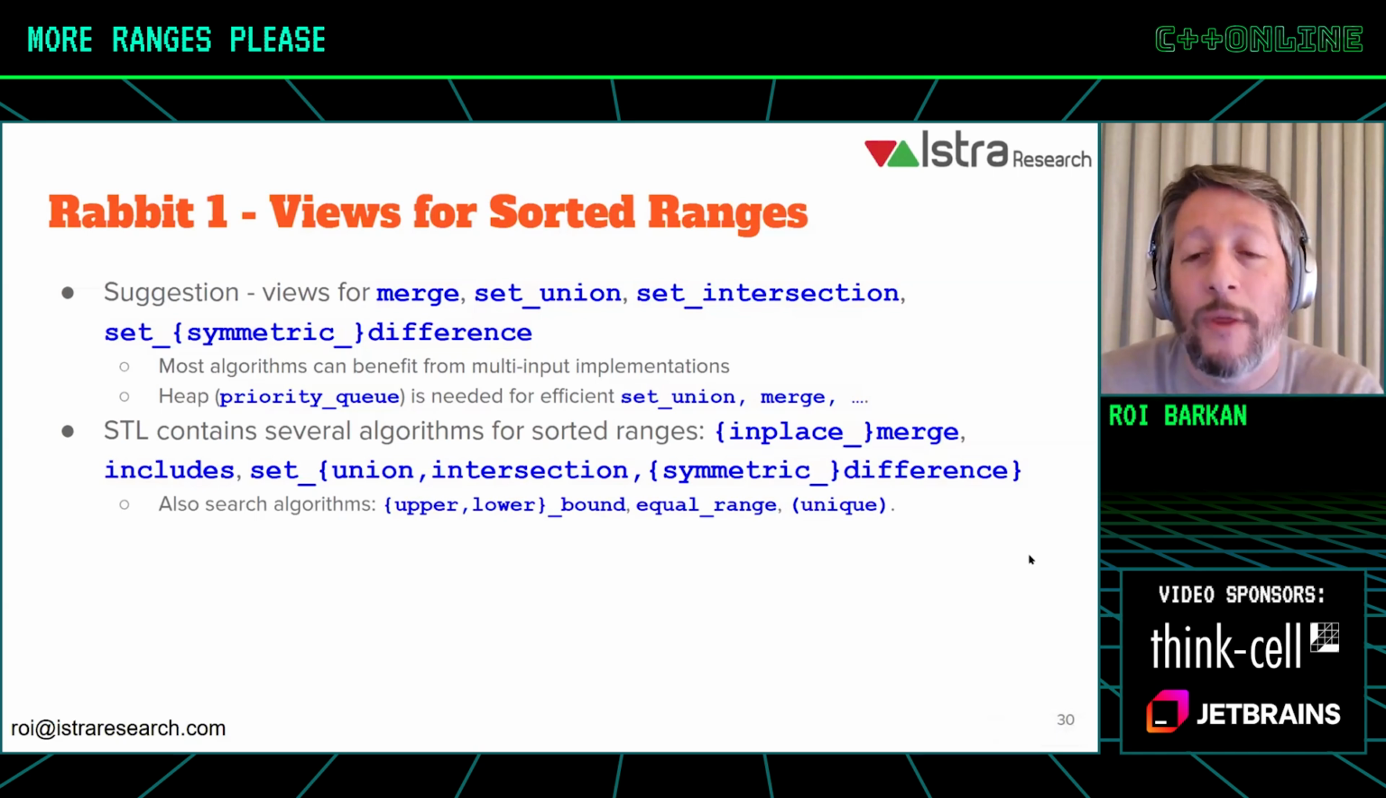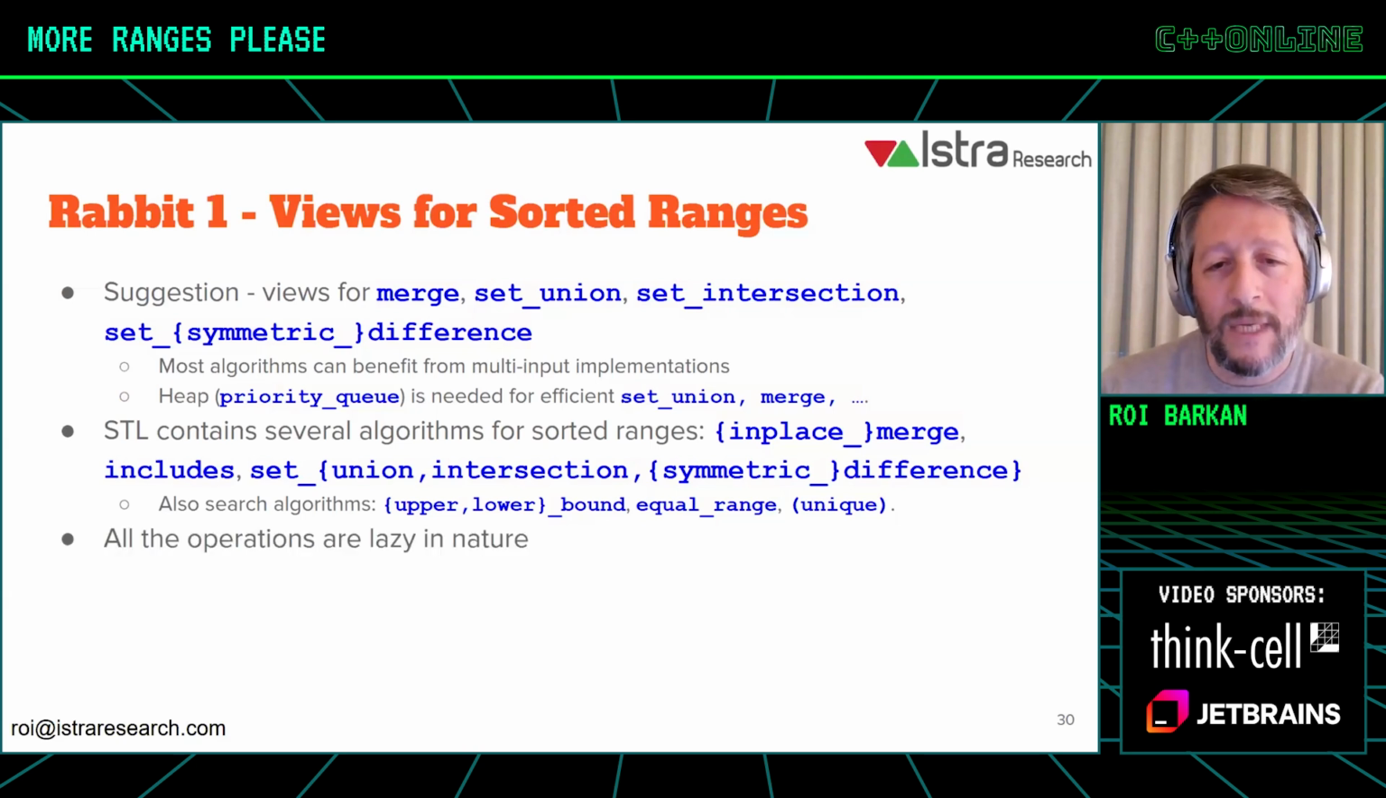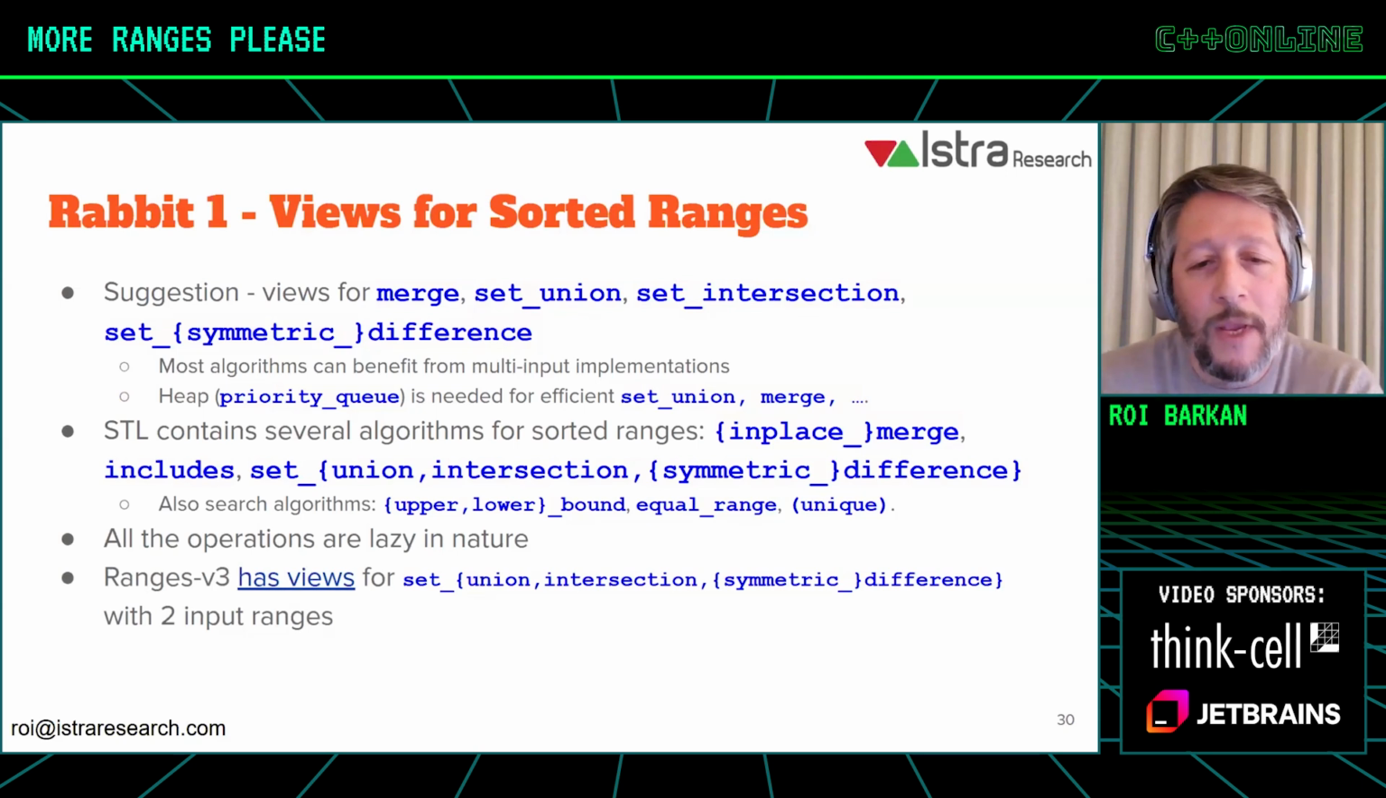And obviously, there are other algorithms in C++98 and onwards that accepted or worked on sorted inputs. It's not very clear how those algorithms can be turned into range adapters, but potentially they can be. So there's a lot of thought already in STL about writing different algorithms where the input is already sorted, but there are still no range adapters or views that expect those inputs to be sorted. And again, all of the operations are lazy in nature.